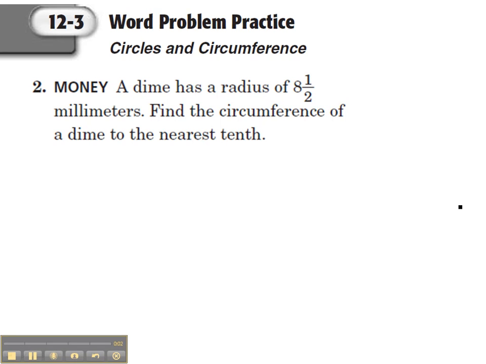Here's some help with tonight's homework. 12-3 word problem practice, circles and circumference. Start by writing down the formula for circumference. C equals pi times d.